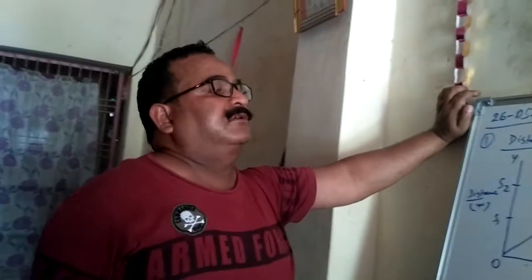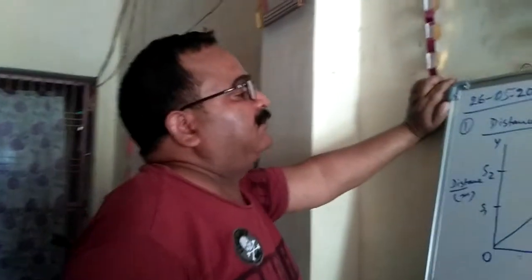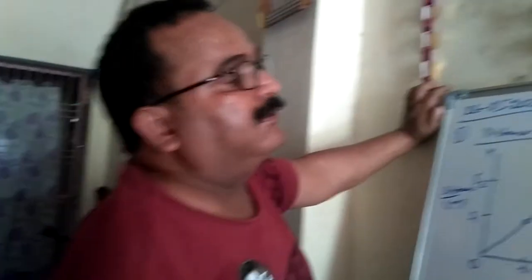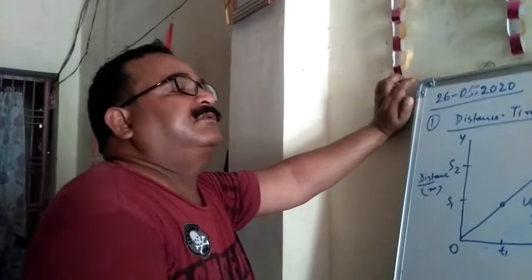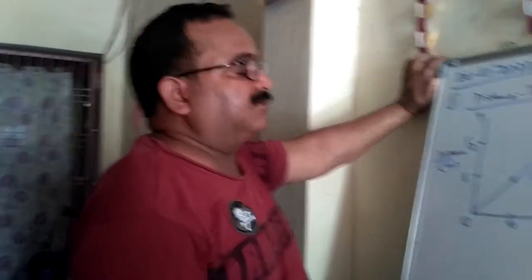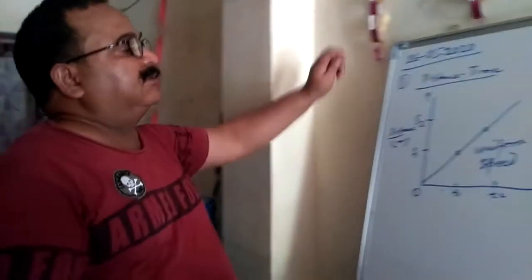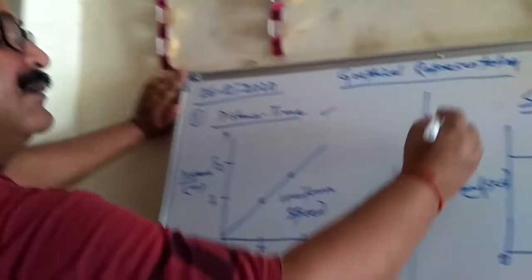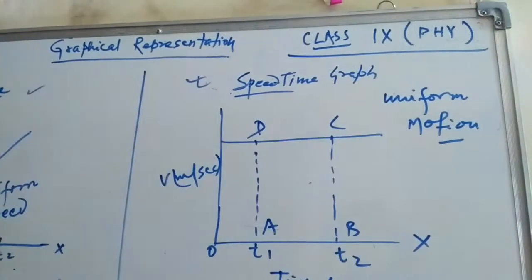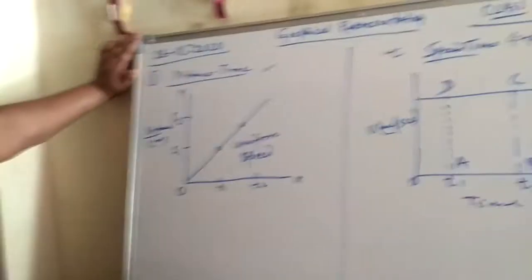Good morning. As you know, in motion, time is also there and a graph is also there, and with the help of the graph, we solve some of the numericals in the question. So today we will discuss two graphs. One is the distance-time graph, another is the speed-time graph. First we take the distance-time graph.